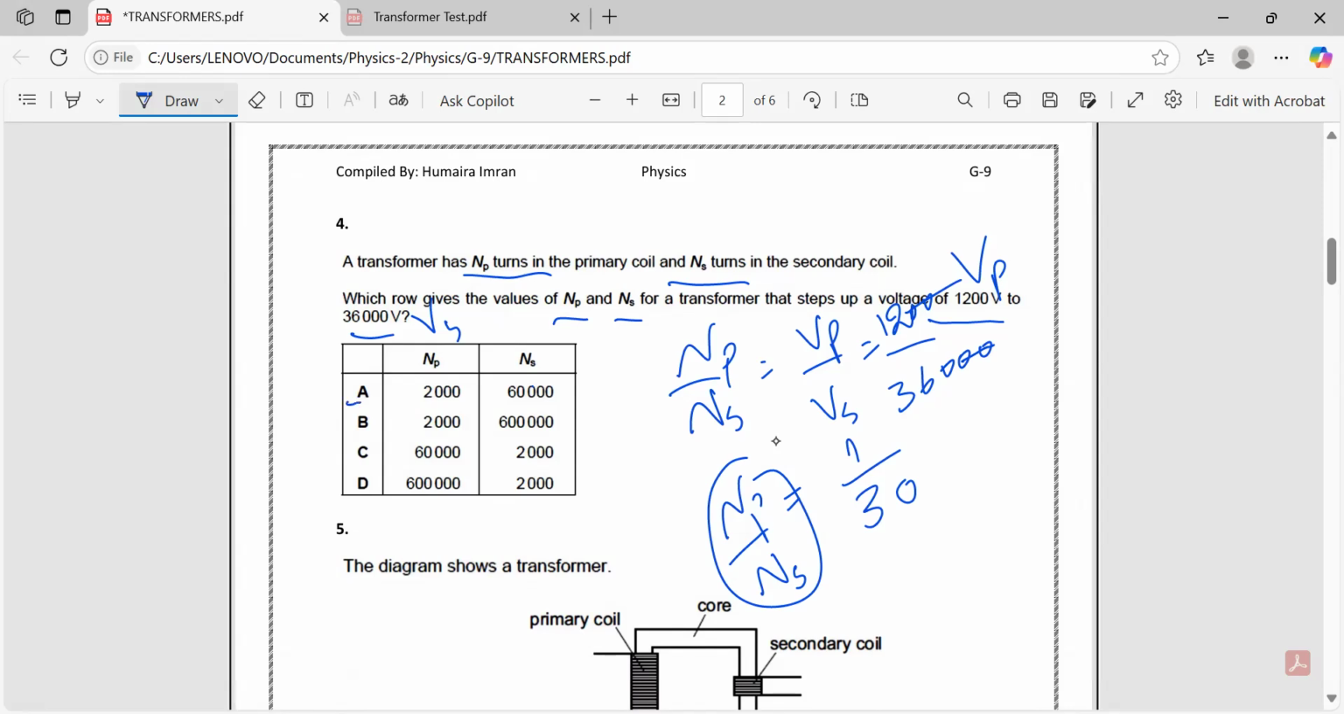So for example, if I take option A initially, NP over NS is 2000 divided by 60,000.